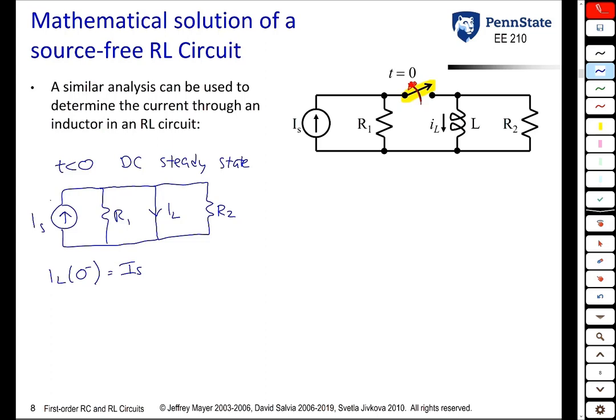What happens? The current coming out of this source can go either there, there, or there, but because of the short, all of the current is going to go through the inductor, and you have no current there and no current there. So in this example, IL of 0 minus is IS, and once again, we're going to call this IL naught. This is our initial condition.